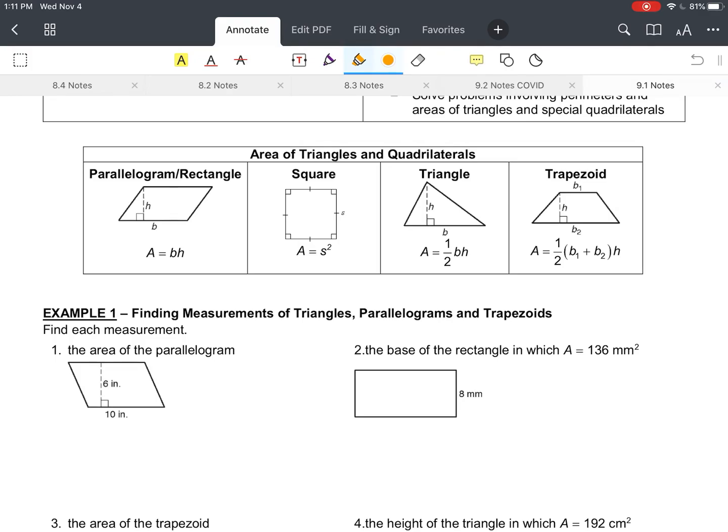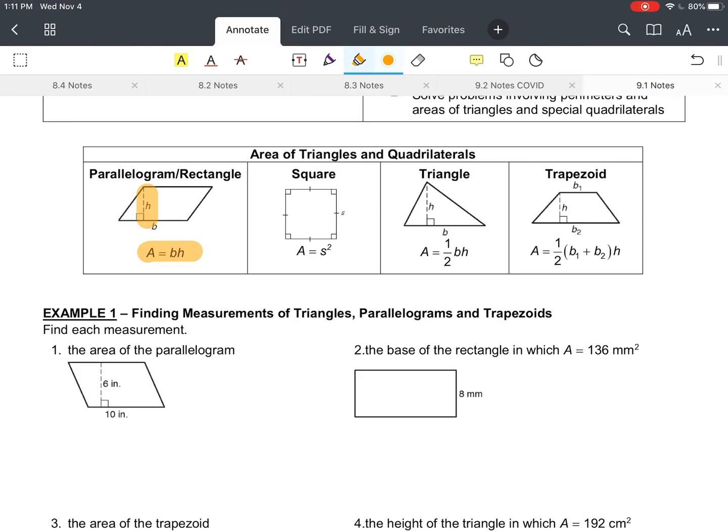So here you'll see the formulas for 4 different types of triangles and quadrilaterals. The first one is for a parallelogram, and remember, rectangles fall under that formula, which is just base times height. What's important to notice is that the height is perpendicular to the base, meaning there's a 90-degree angle between the height and the base. It's not the slanted height that you see. You don't ever use the slanted height for area. Height will always be perpendicular to your base.